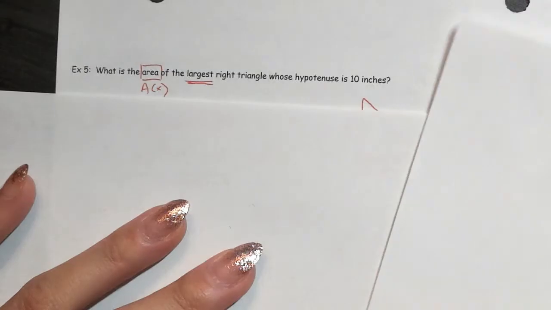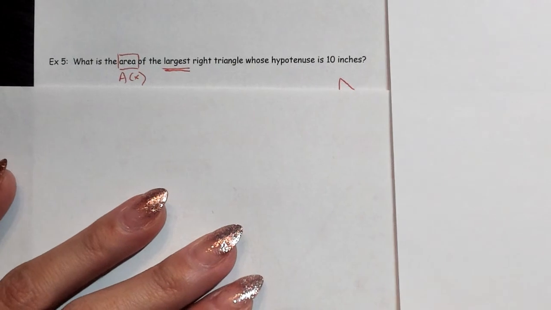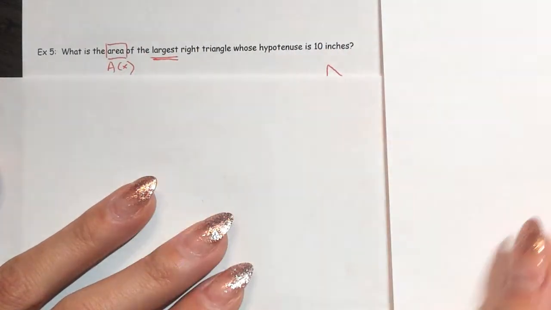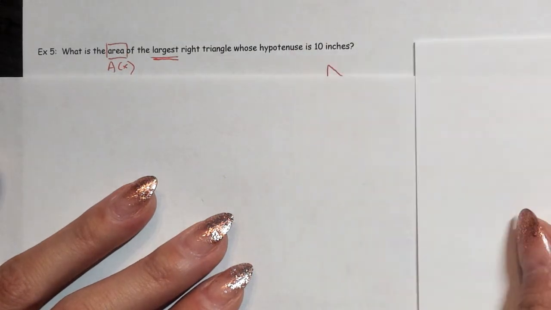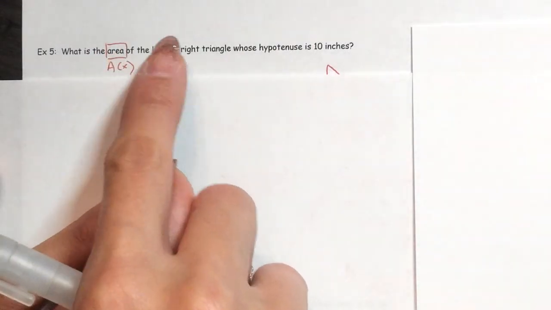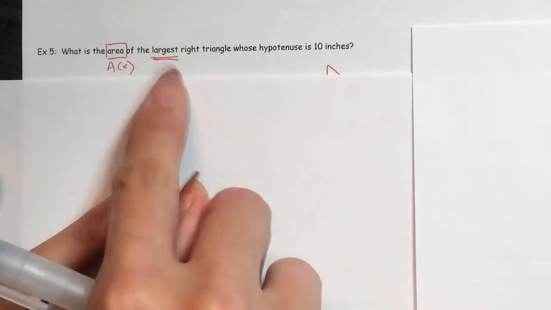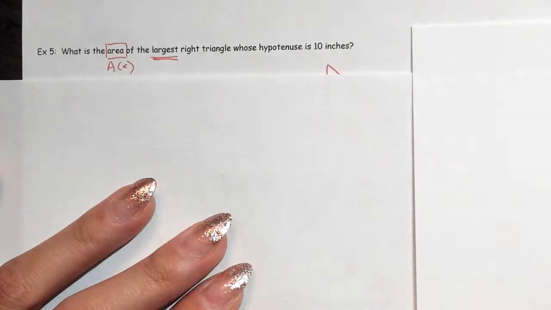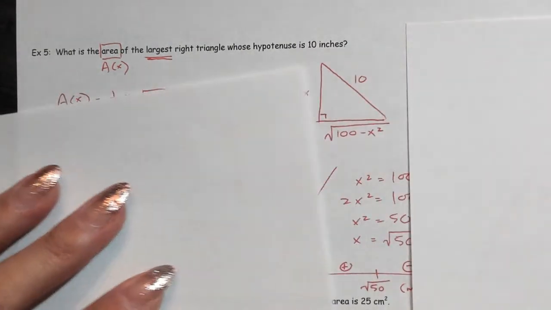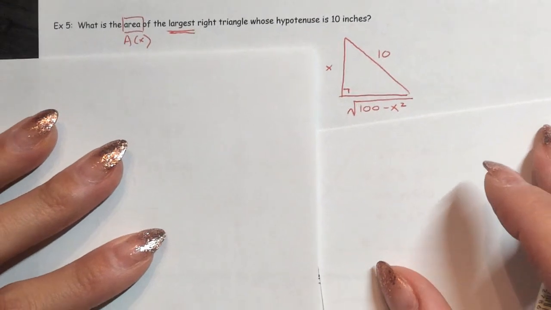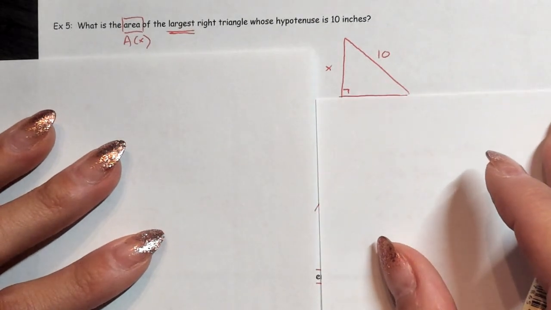Okay, what is the area of the largest right triangle whose hypotenuse is 10? So you're looking for the largest area. I'm looking for area, but I want to find some sort of right triangle. I'm going to go ahead and show this. How about that? So my right triangle, and then it said this, right?